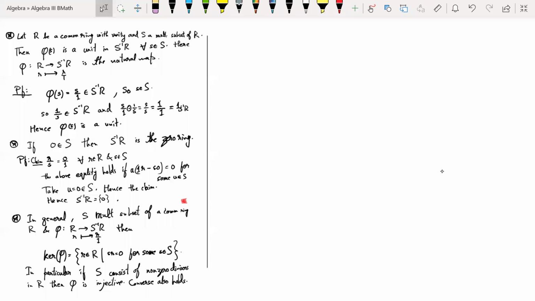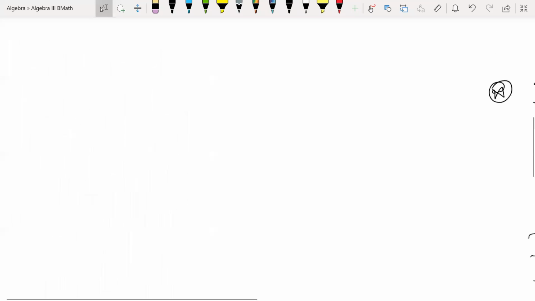So similarly, remember this quotient ring R mod I also comes with a natural map Q from R to R mod I. In the same spirit, this S inverse R has a universal property which I'll write. And remember, it also comes with a natural map from R to S inverse R.